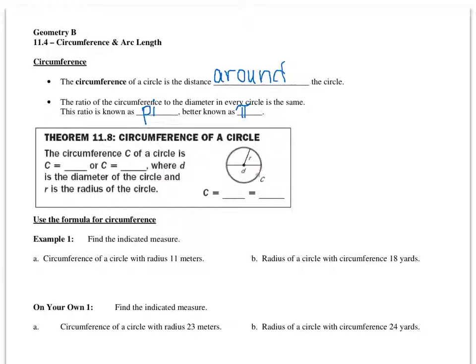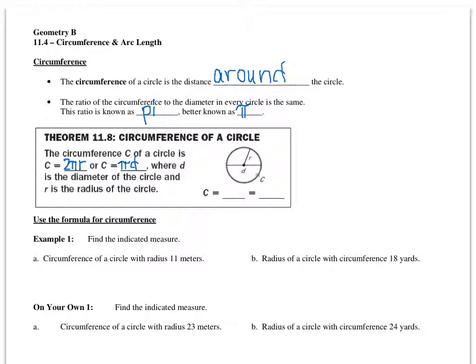Theorem 11.8 is the circumference of a circle. This is something you've already seen before, I'm sure. We'll just remind you what the formula is. So the circumference C of a circle is 2 pi r, or pi times d, where d is the diameter of the circle and r is the radius of the circle.